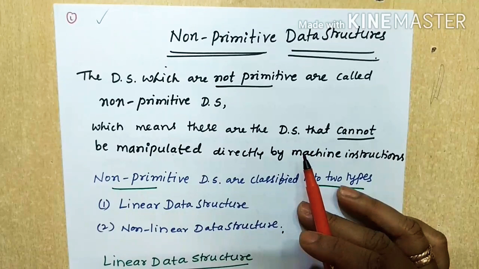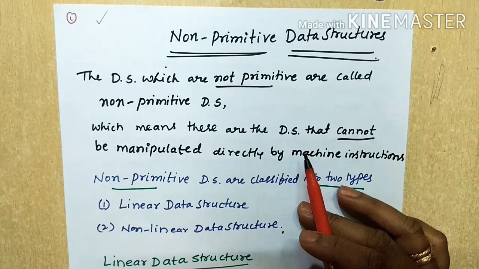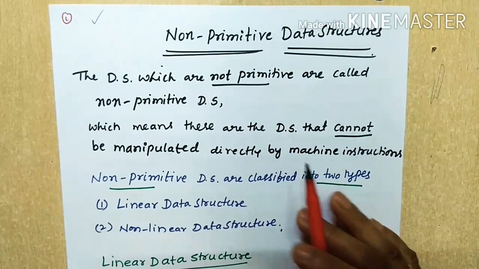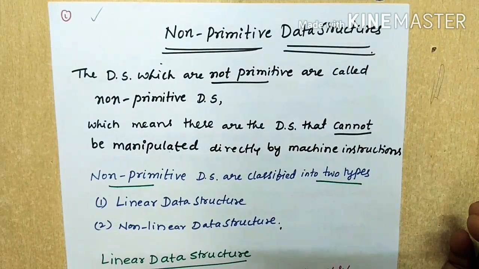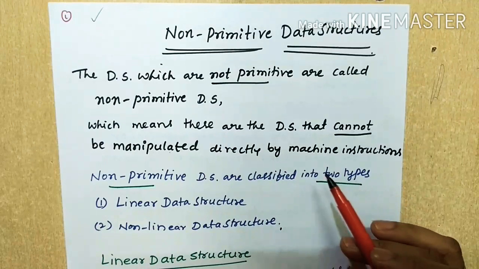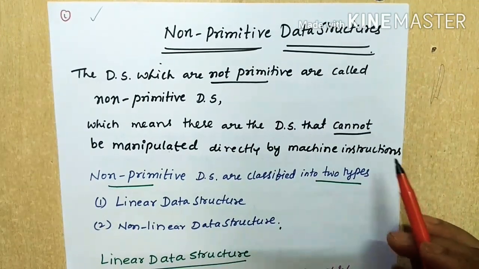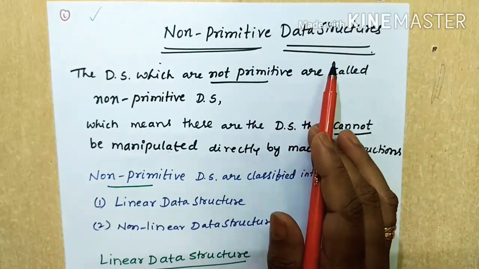In my last video, I discussed the classification of data structure, right? There are two types of classification. One is primitive data structure and one is called a non-primitive data structure. Actually, what do you mean by non-primitive data structure? Let me brief you. Non-primitive data structures are the data structures which are not directly operated or manipulated by machine level instructions, right?